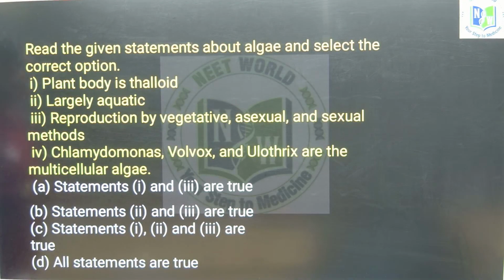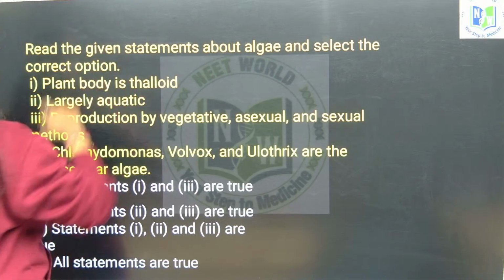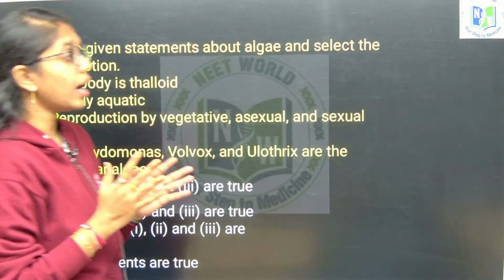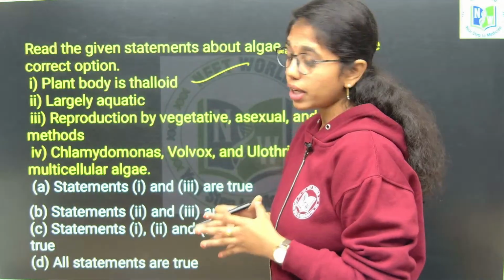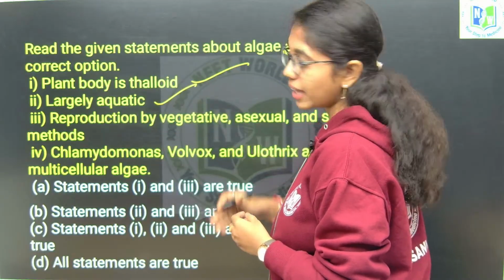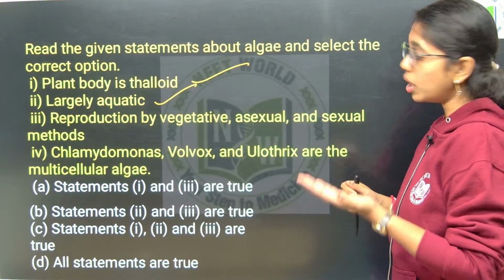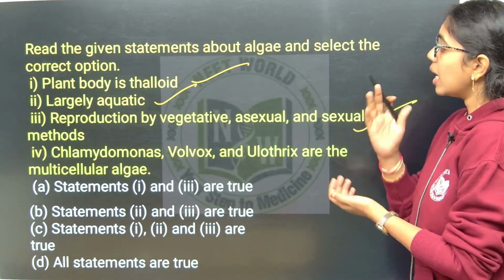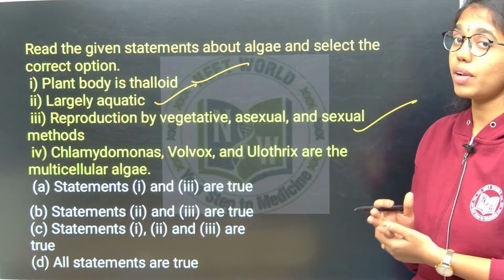Read the given statements about algae and select the correct option. We have to go with the correct option for algae. The plant body is thalloid. True, the plant body over here is thalloid and these are largely aquatic. Reproduction is by vegetative, asexual and sexual methods. Chlamydomonas, Volvox and Ulothrix are multicellular algae.